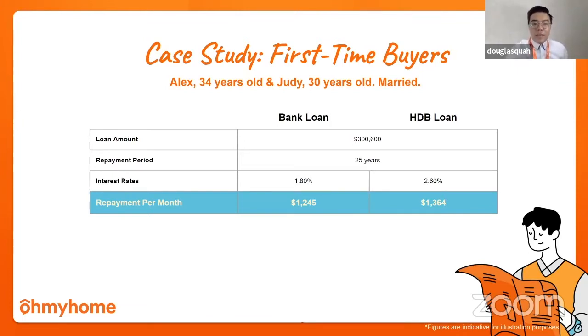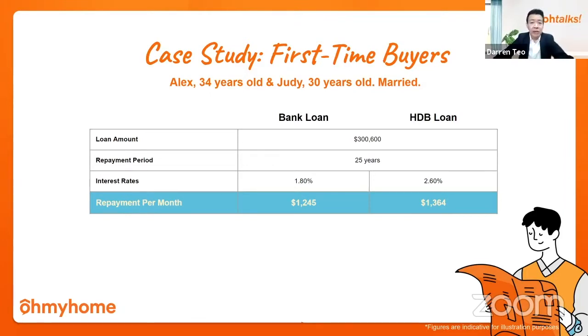If Alex and Judy were to go with the bank loan, these savings will grow over time into the repayment tenure. Okay, that makes perfect sense now why some people prefer to go for bank loans.